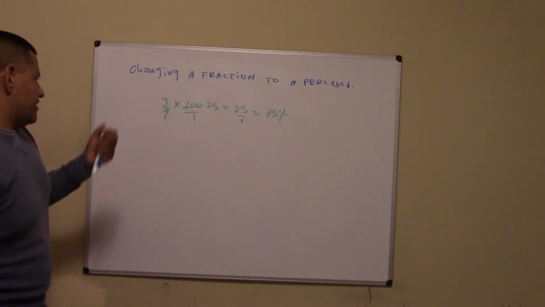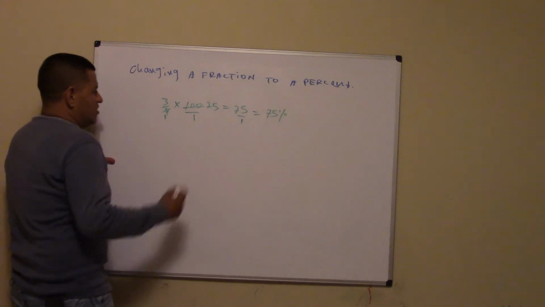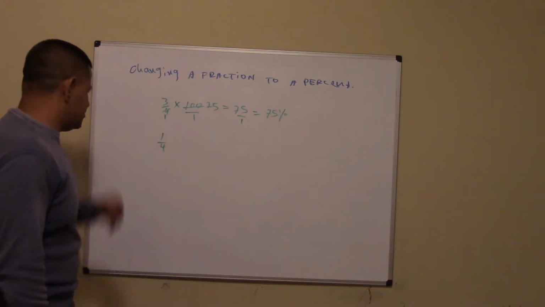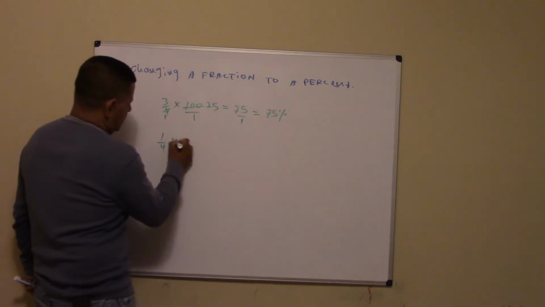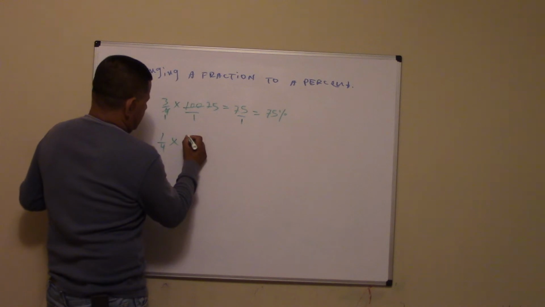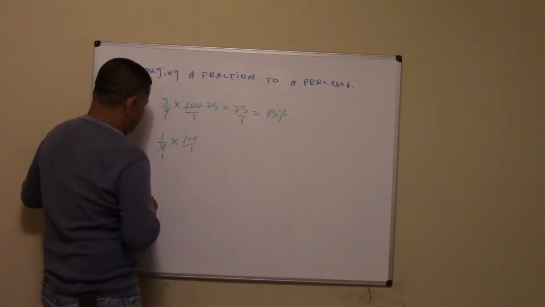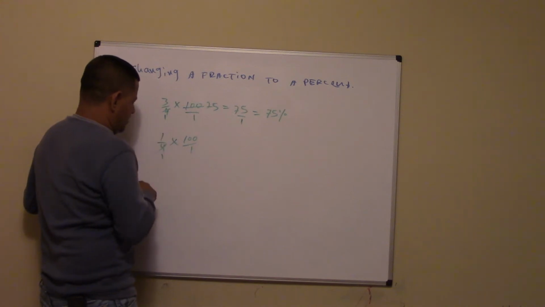Okay, so let's do that, all right? Now, let's do another simple one. Let's do 1/4. Convert that to a percent, the same thing, okay? Then you do, this is 100, right? And then over 1.